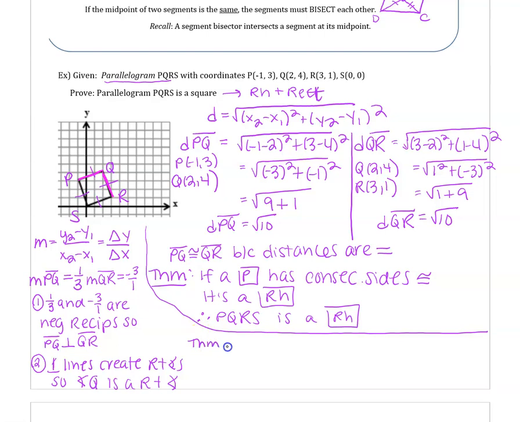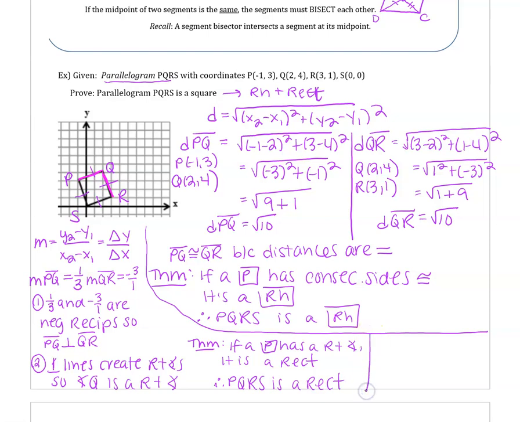Okay, now that I have those two things, then I can state a little theorem about it being a rectangle. So if a parallelogram has a right angle, it is a rectangle. Therefore, PQRS is a rectangle. Okay? Because I've proved that there's a right angle in it. Almost done. I still have to state it's a square.